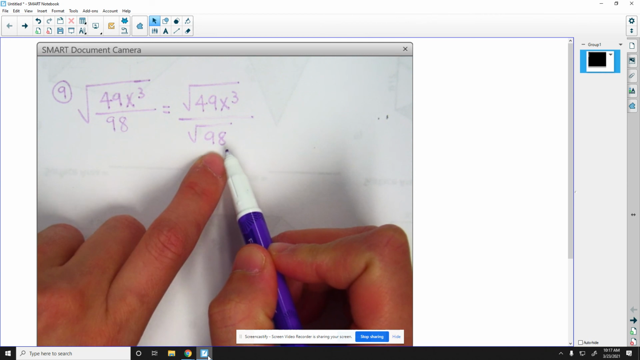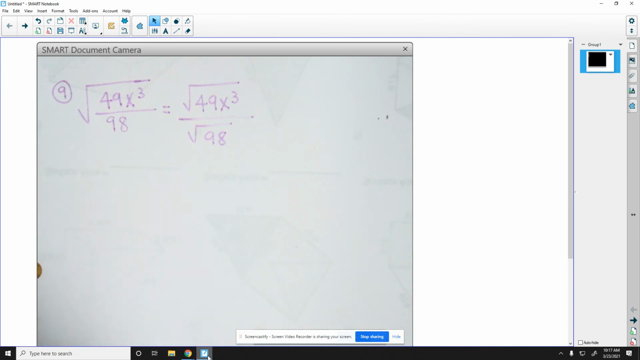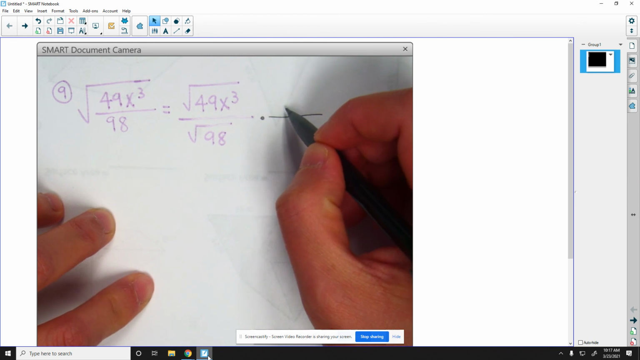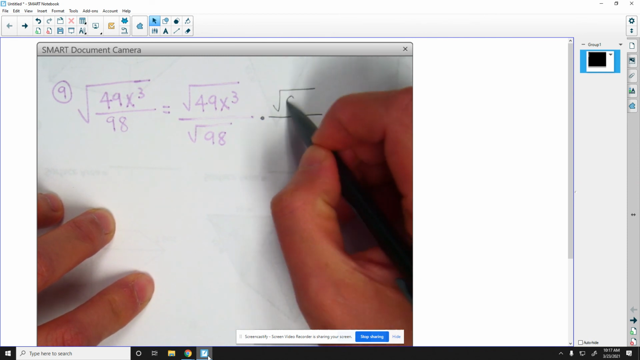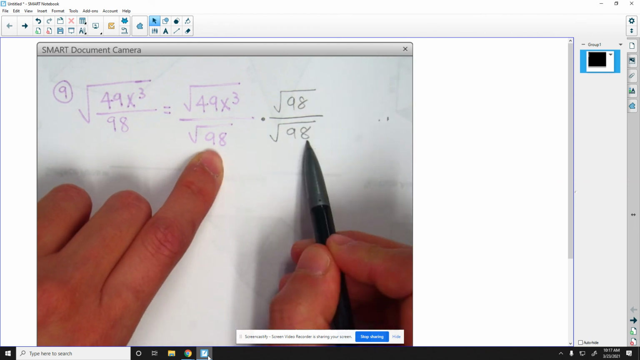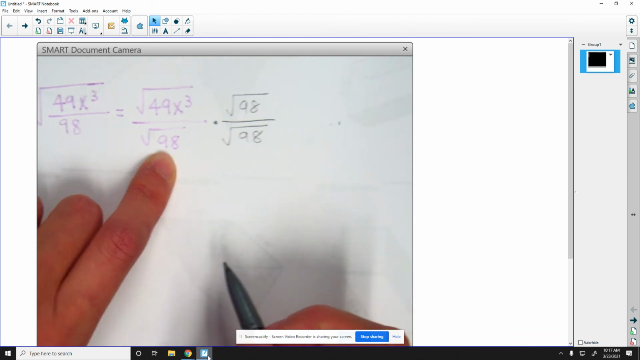Is 98 a perfect square? No. Like it doesn't equal 9, it doesn't equal 10, it doesn't equal 7. So I have to multiply top and bottom by what? Yeah, square root 98. Square root 98, right? Because I can't leave this at the bottom. I can't have a square root at the bottom.